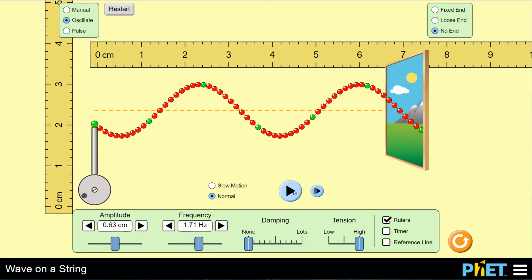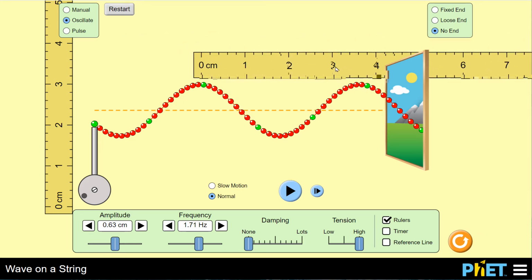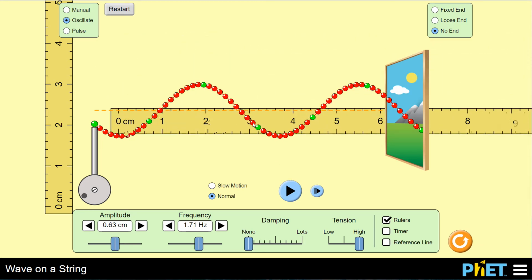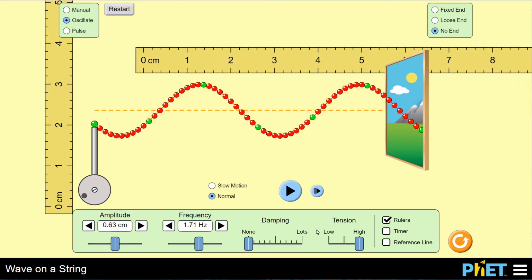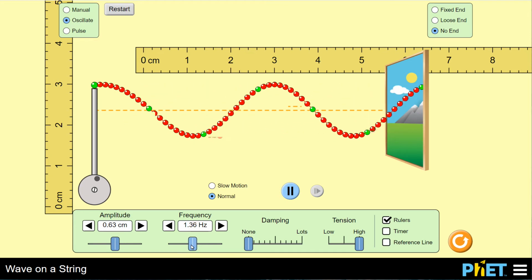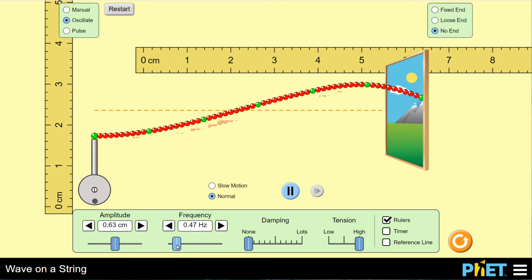And if you pause it, we can measure the wavelength. Now, this is one where the wavelength is easy, right? We either measure from crest to crest or we measure from trough to trough, and we should be able to get the same measurement. But let's find out what happens. Let me move the frequency so it's a really low frequency.